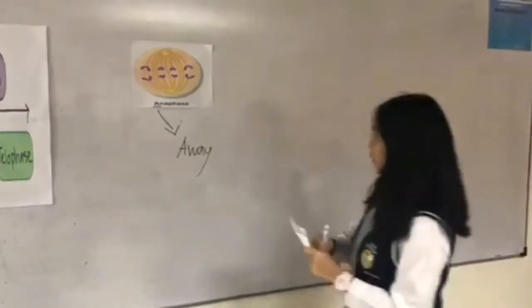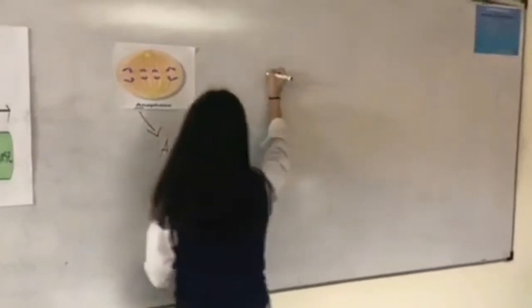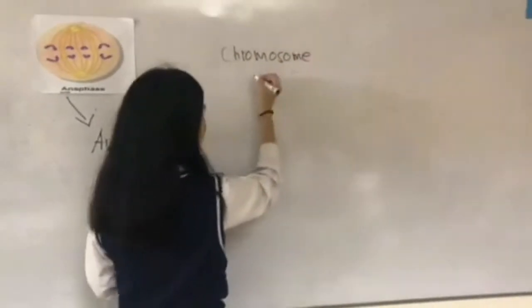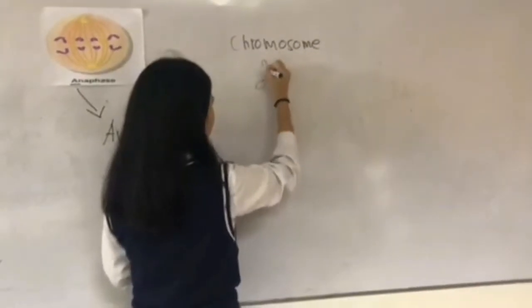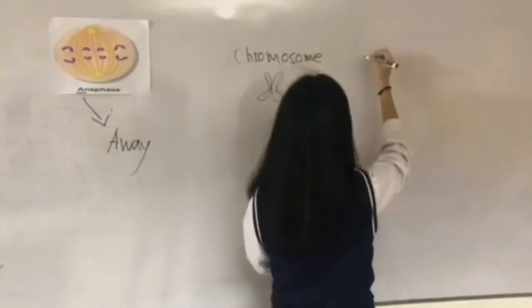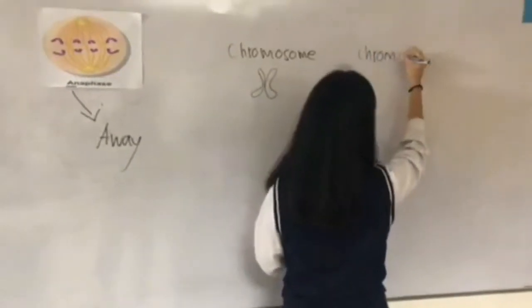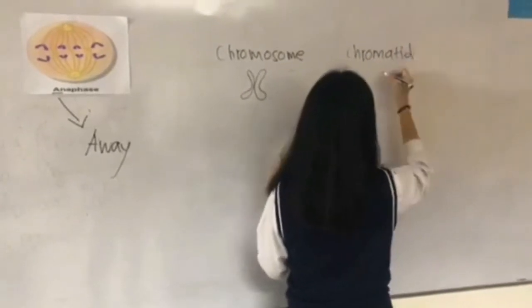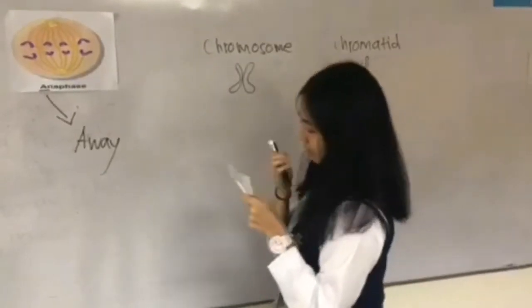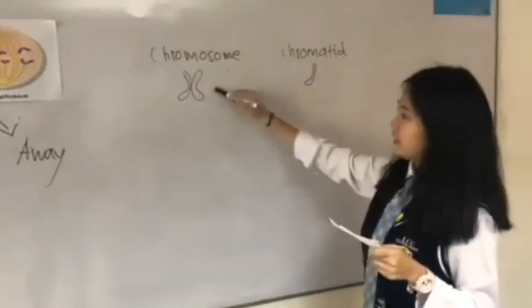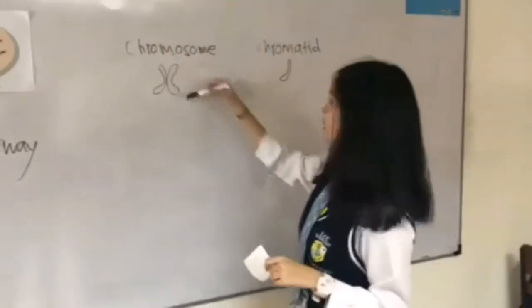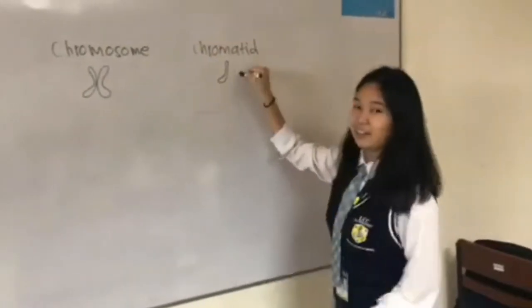So I will draw the illustration of the two. As we can see, this is the illustration of the chromosomes, which contain the genes. Then a chromatid is a single parallel strand.